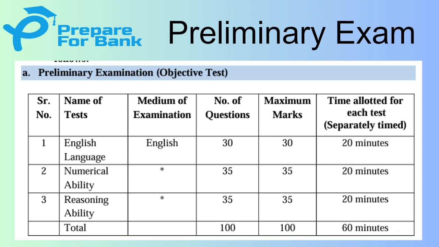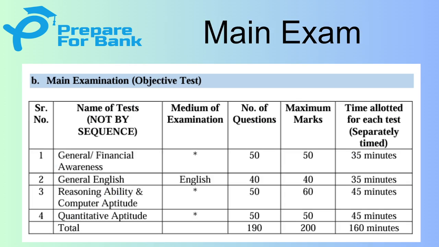Now let's move on to the mains exam section. In the mains exam, we will be tested on general and financial awareness, general English, reasoning ability, computer aptitude and quantitative aptitude. The number of questions will be 50, 40, 50 and 50 respectively. The total time will be 160 minutes, that is 2 hours 40 minutes, and there will be separate time for each section.